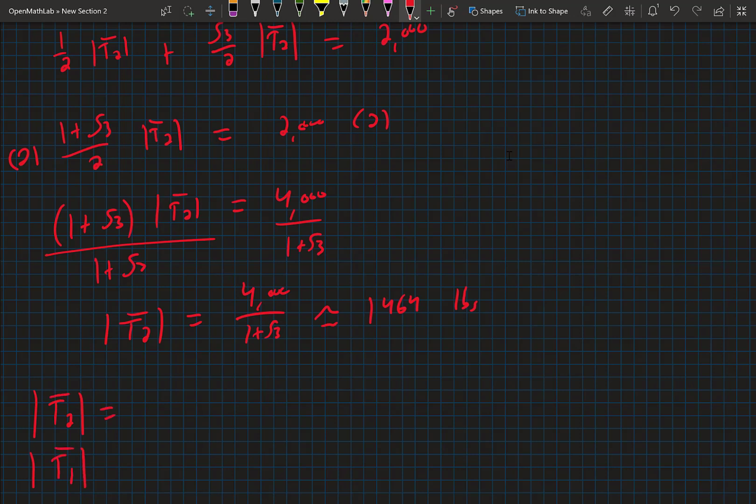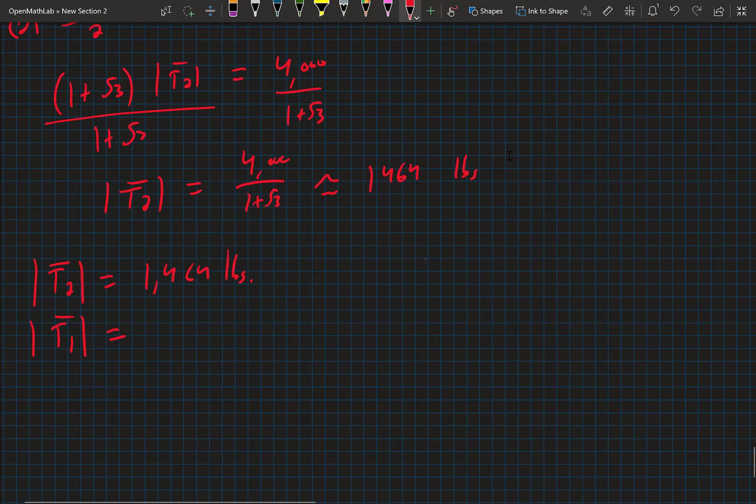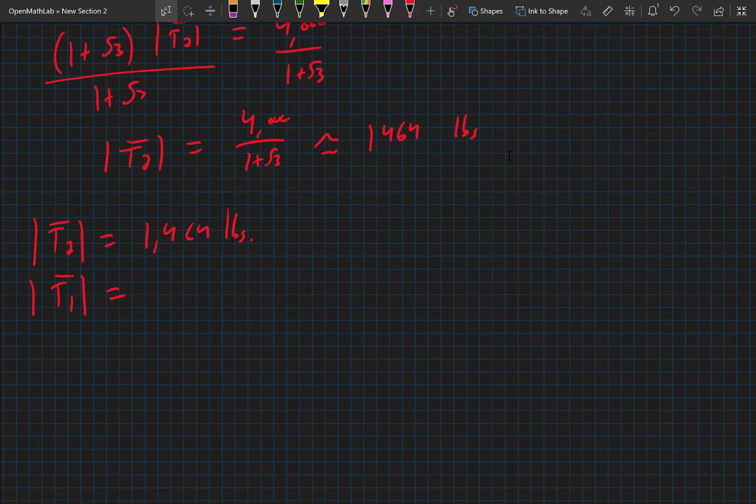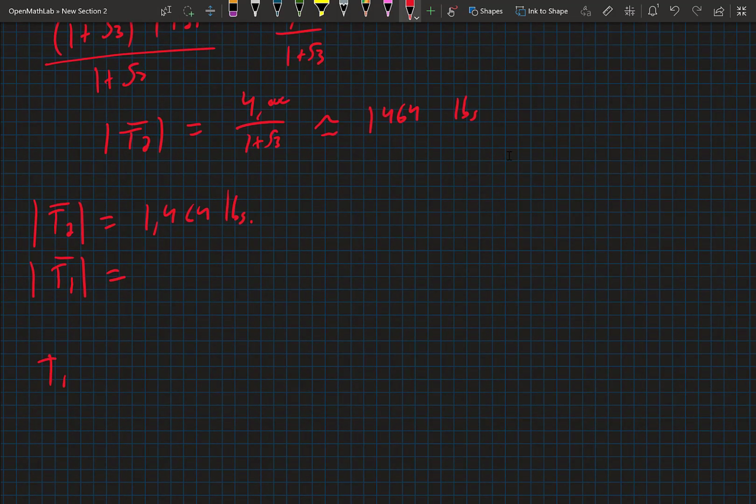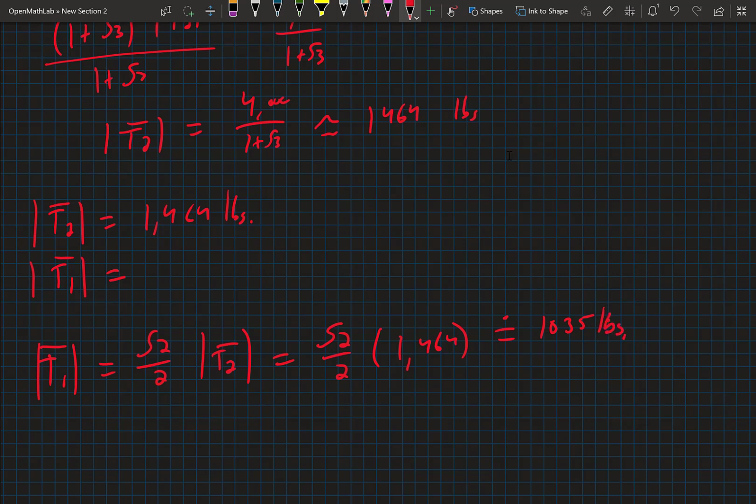Right? That was our goal. So we found the magnitude of T2 to be 1,464 pounds. So then to find T1, I just need to plug that into my equation, right? So before, we already found that the magnitude of T1 was equal to radical 2 over 2 times the magnitude of T2. So that's equal to radical 2 over 2 times 1,464, which is approximately equal to 1,035 pounds, right? So those two values are what we were after, right?